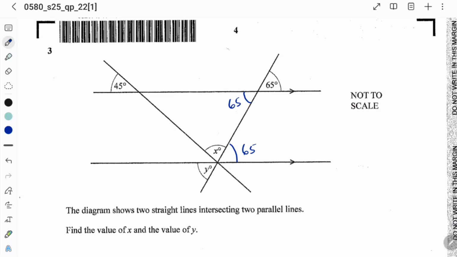This is 45 degrees, with the help of vertically opposite angles like this, and it is 45 degrees here with the help of alternate angles like this. You can check. So this is 45 degrees, and it's very easy to find x now: x plus 65 plus 45 makes 180 degrees. Either you take the interior angles of this triangle, or you can take angles on the straight line. Both ways you will have the same answer.